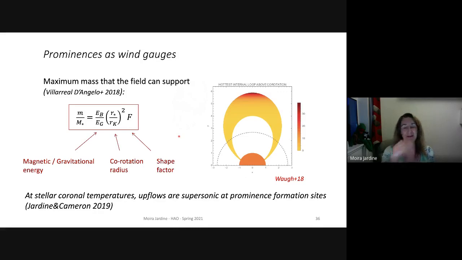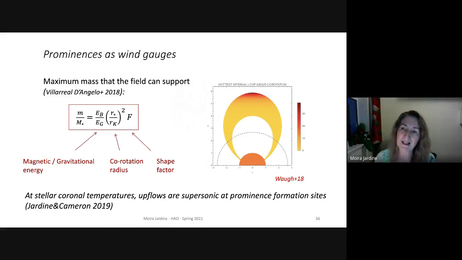So let me just give you a quick bit of background here. This is a model where we're looking down on the rotation axis of the star. This is the star in orange. The black dashed line is the co-rotation radius. And this flux tube here is a flux tube that has been allowed to cool down to prominence temperatures. And it's colored by the density of the gas that it contains. So it has reached an equilibrium shape. It's embedded in a background dipole field. And this is the shape that it has acquired.